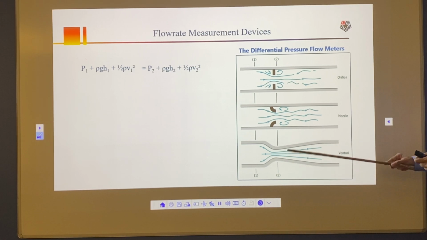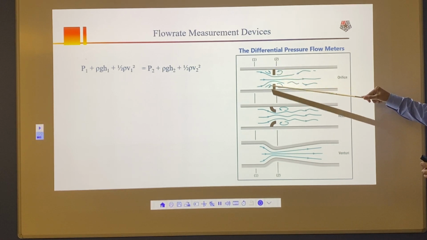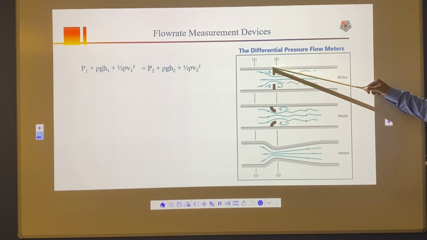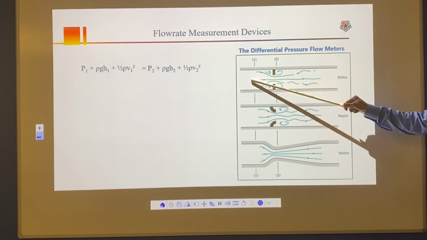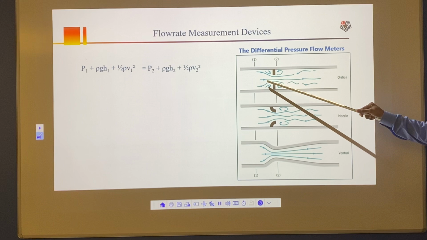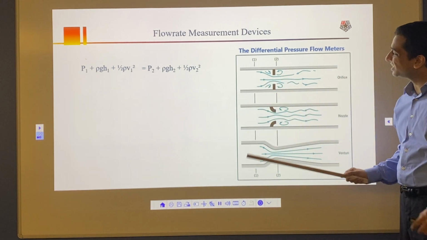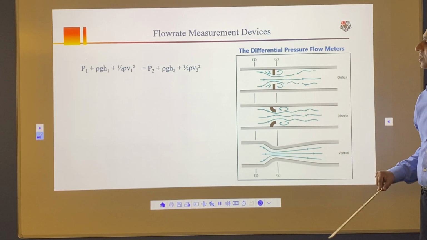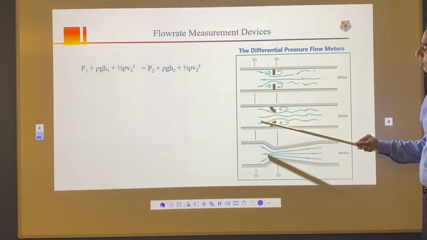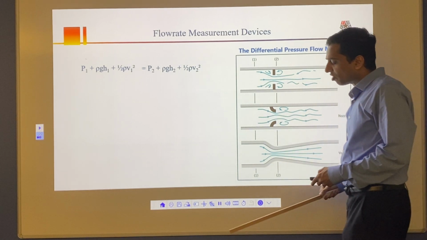Let's say, for example, we have this orifice meter, and we'll go through that shortly. An orifice meter is just a plate with a hole in it, and we have high pressure here and low pressure at this point. As the fluid goes through the narrow section, velocity increases and pressure decreases. You measure that pressure difference and you should be able to calculate the flow rate. That's what the nozzle meter is, and that's what the venturi meter is. So what is the formula that they use?